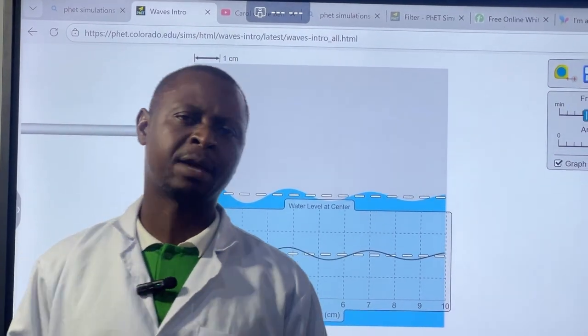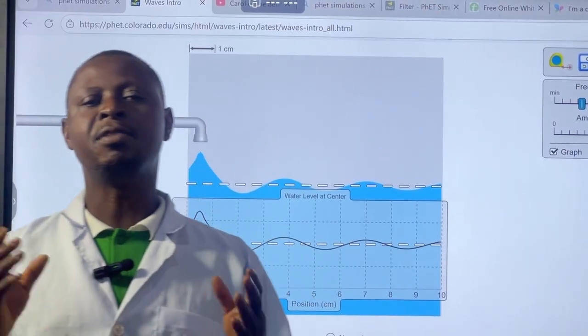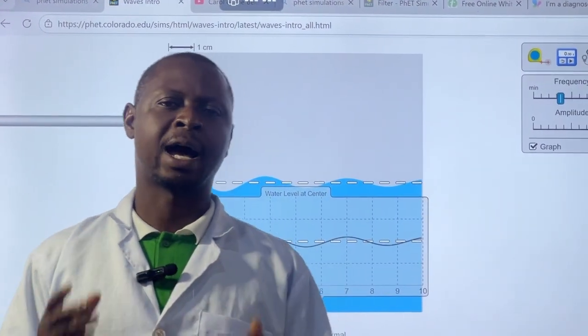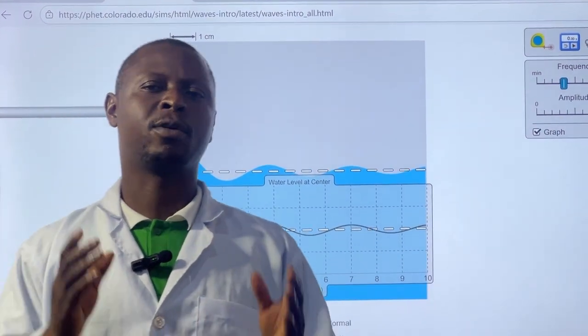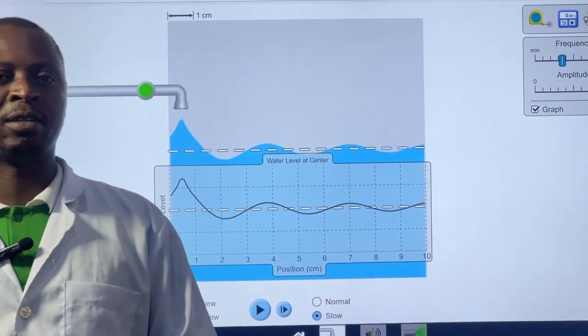Now I will give you this assignment so that by next class, you bring the assignment. State 4 differences between mechanical wave and electromagnetic wave. I say again, state 4 differences between mechanical wave and electromagnetic wave.